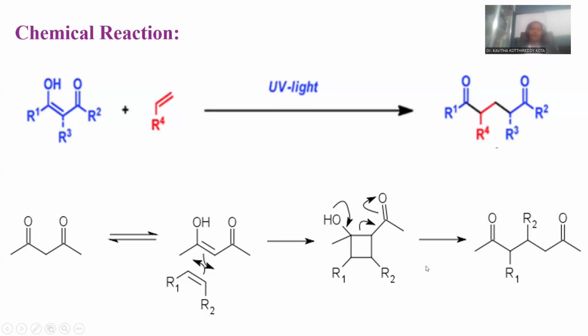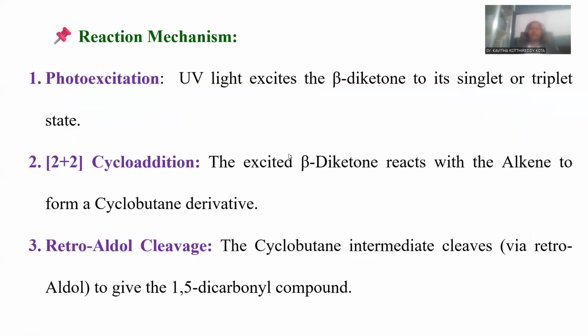as a final product. Here, in the reaction mechanism, photoexcitation takes place. First of all, the beta diketone is treated with UV light, so that photoexcitation is the initial part of the reaction. Later on, the tautomerized compound will participate in the 2+2 cycloaddition with the alkenic compound. This is the important step of this reaction. Then retro-aldol cleavage takes place. After getting the cyclobutane intermediate, retro-aldol cleavage gives rise to the 1,5-dicarbonyl compound as the final product.